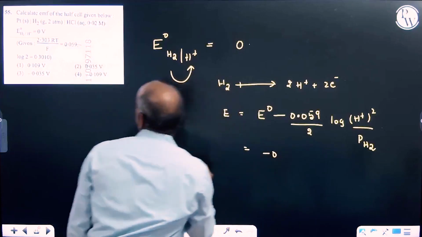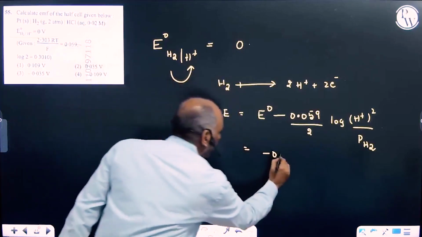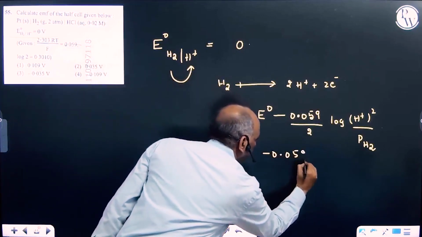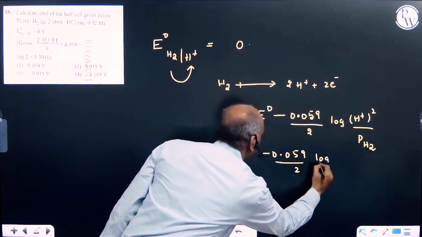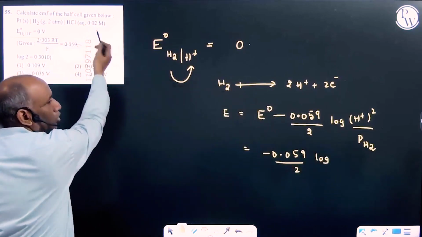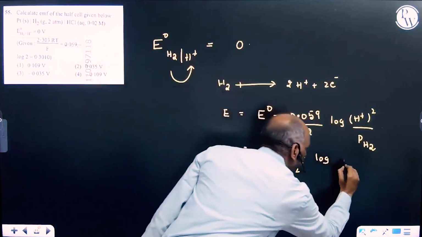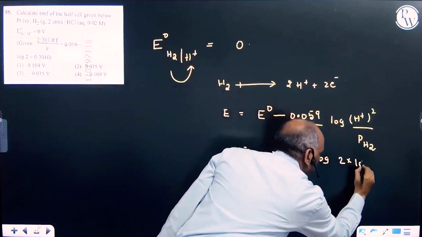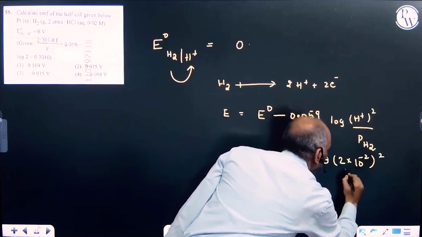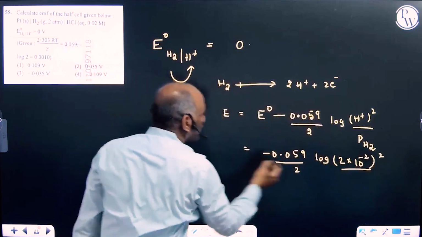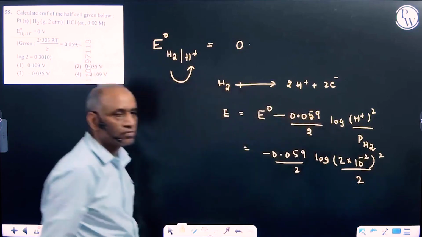Thereby E naught is given as 0. So this becomes minus 0.059 by 2 log of the H plus concentration, which is given as 2 into 10 power minus 2, so this is 2 into 10 power minus 2 whole square. And the pressure of hydrogen is given as 2 atmosphere.